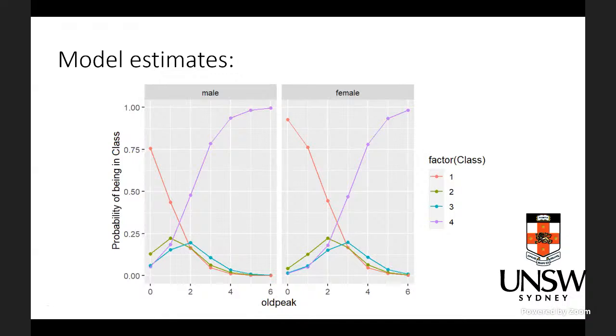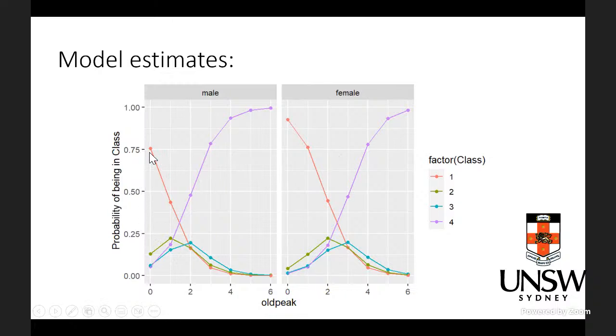And you can plot your model estimates. So this is the kind of thing that comes out of an ordinal regression. Instead of getting the mean for each value of old peak, you get 4 predicted values for each value of old peak, for male and female. And this is what they are.